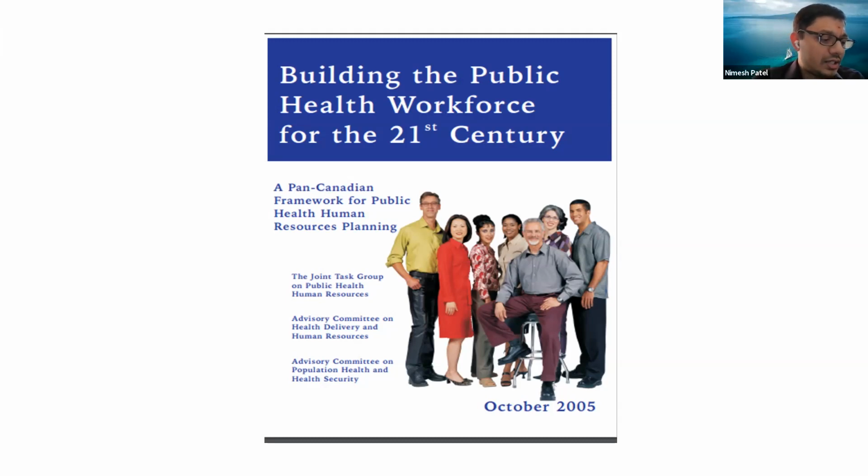So this document highlights the vision that through collaborative planning, all jurisdictions in Canada will have a flexible, knowledgeable public health workforce working in safe, supportive environments to meet the population's public health needs and reduce health and social disparities. Thank God we had thought that through in 2005.